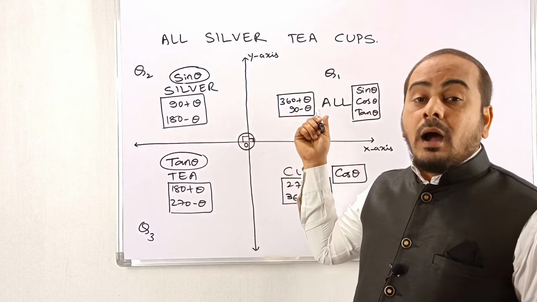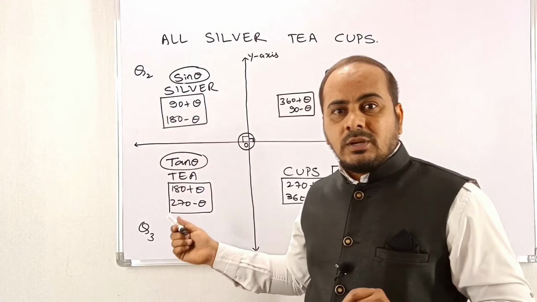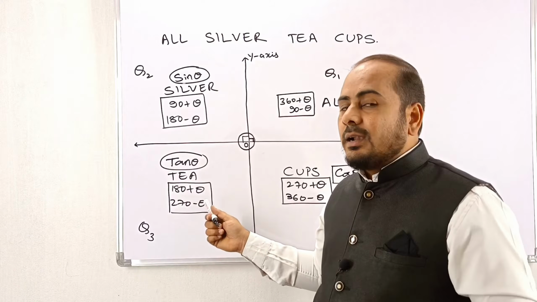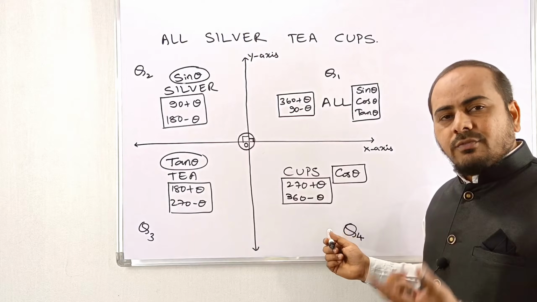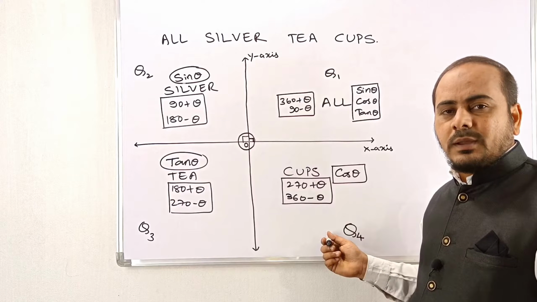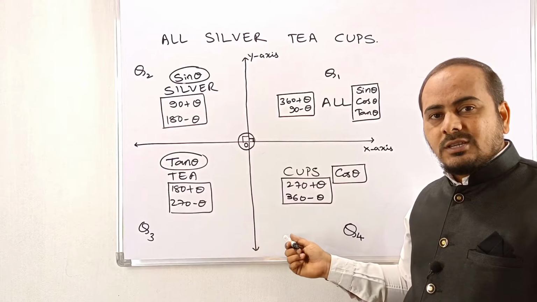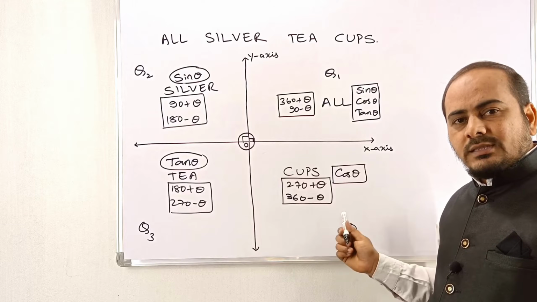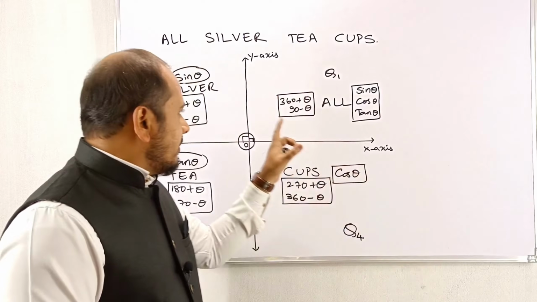In the first quadrant all are positive. In the second quadrant sin and cosec are positive. In the third quadrant, if I forget, All Silver T. T means tan. Tan and cot are positive. And here, if I forget that cos is plus, what to do? All Silver Tea Cups. C stands for cos. Cos and sec are positive. That's it. Like this, we can remember this.